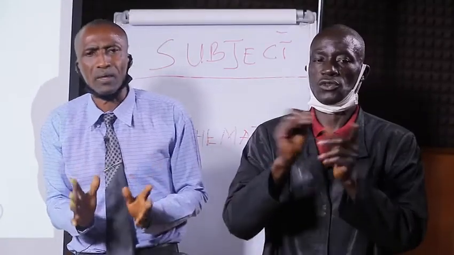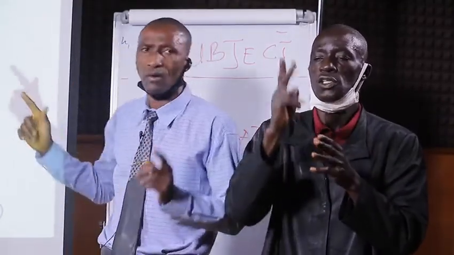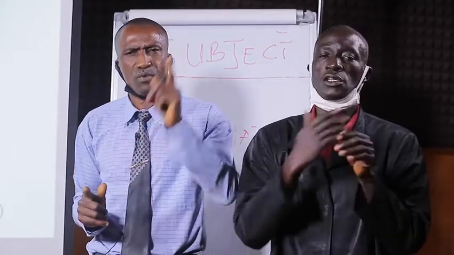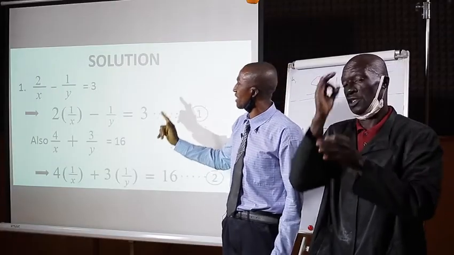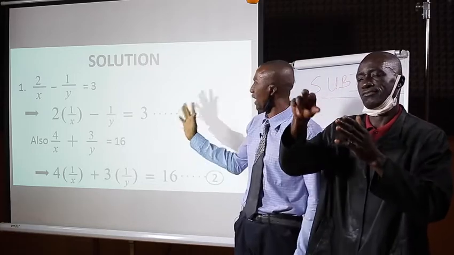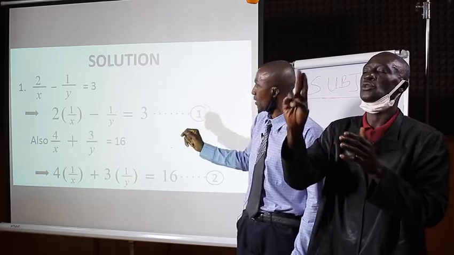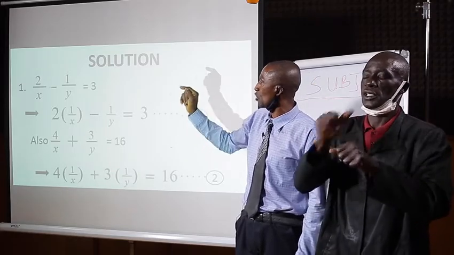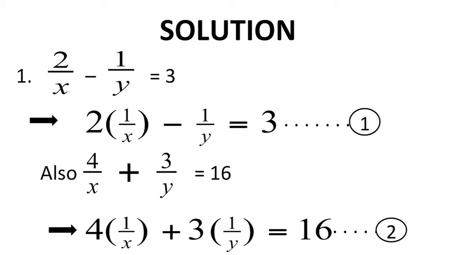Or you can simply put it as 2 times 1 over x. Please, it's very, very paramount, because if you don't understand it, there's no way you can go further to solve the equations. So I take that again. 2 over x mathematically can be written as 2 times 1 over x, which simply means 2 into 1 over x. Then minus, the second fraction is 1 over y, which is written correct. 1 over y equals 3.